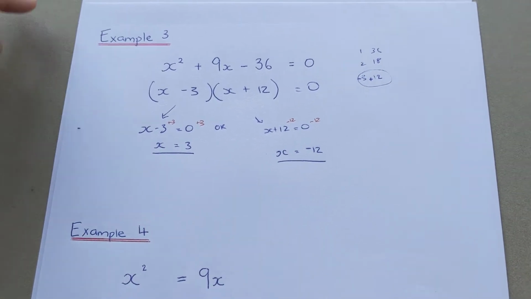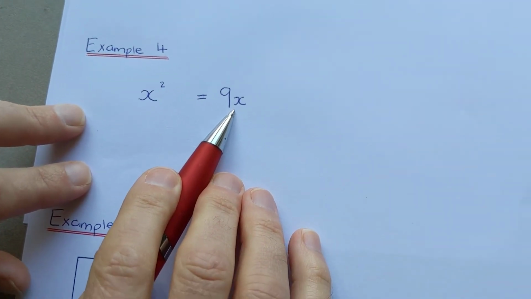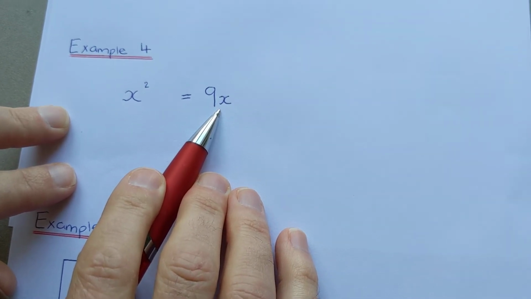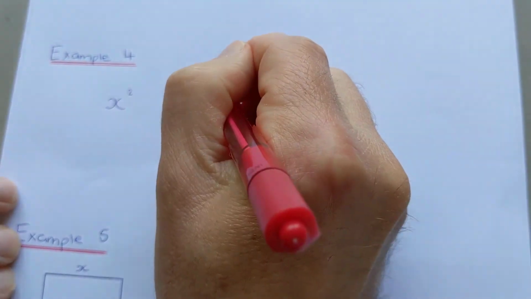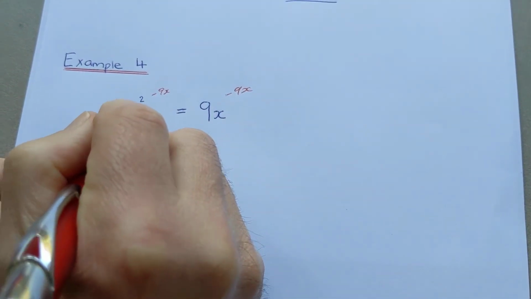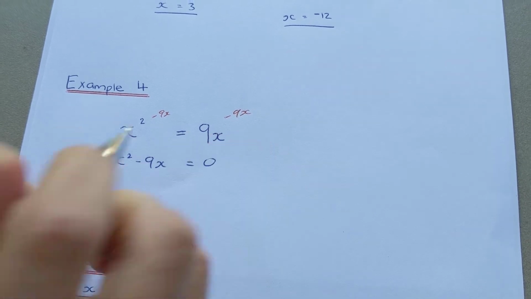Alright, on to example 4. Here's an example. I have to first of all make the right hand side equal 0. Remember that's always step 1. So I'm going to remove 9x's off that side, and therefore I have to minus 9x on that side as well. So x squared, take away 9x equals 0.